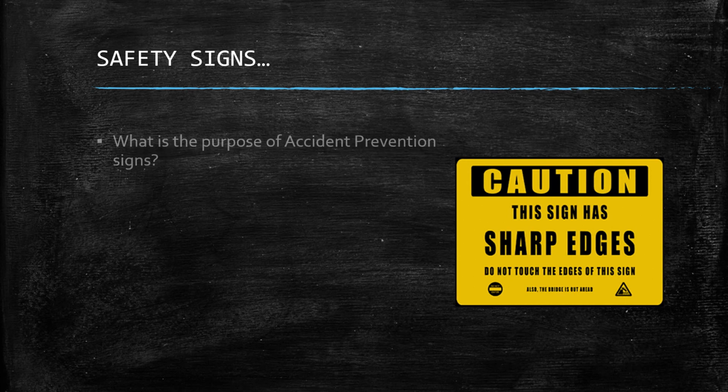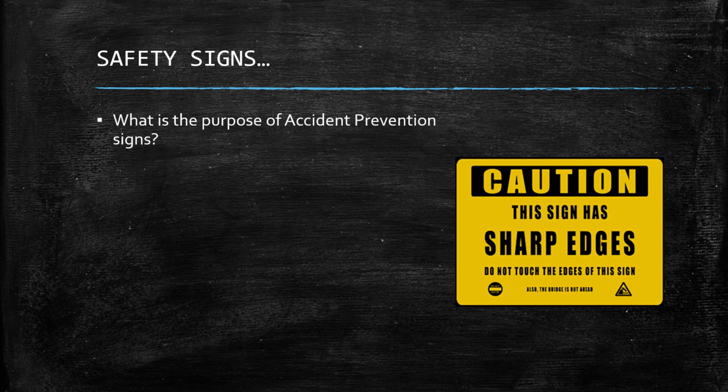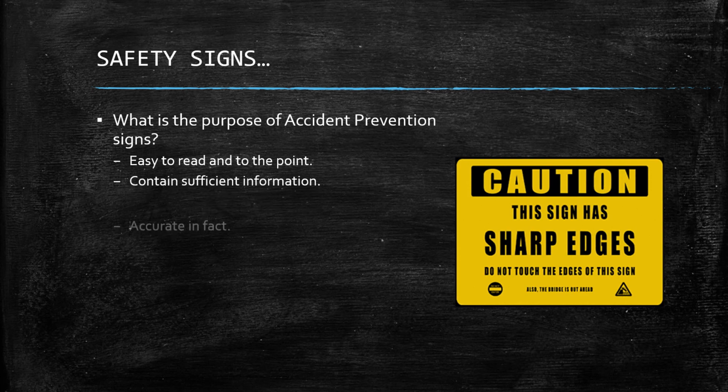Safety signs. What is the purpose of accident prevention signs? It is to warn us of a potential danger or hazard. They need to be easy to read and to the point. They need to contain sufficient information. And they need to be accurate in fact.